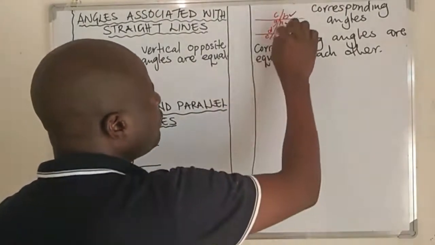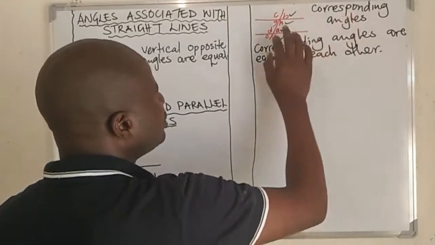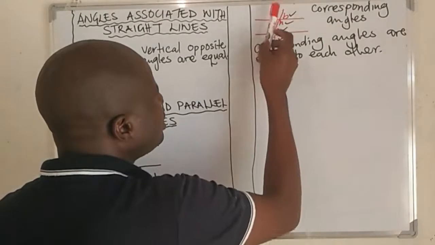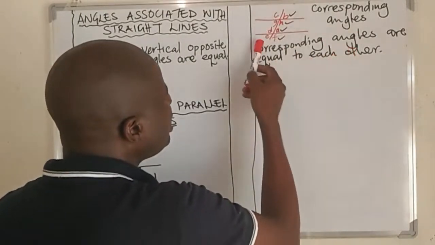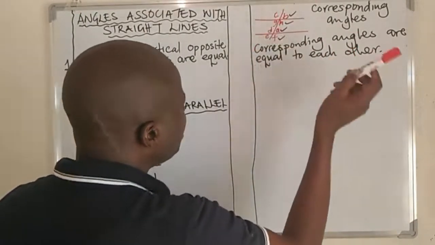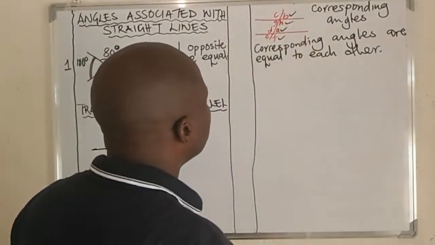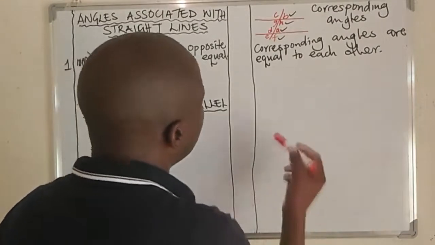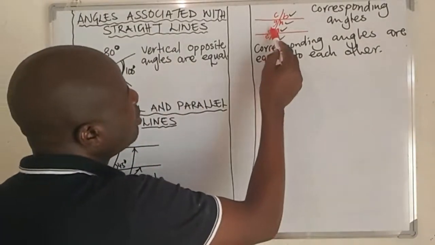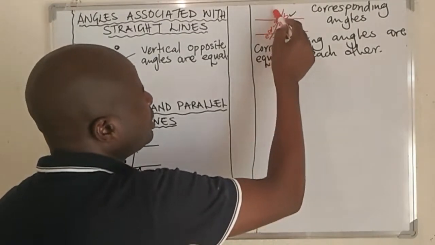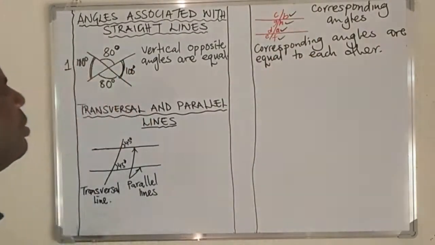So F and H, they are corresponding angles. A and B are corresponding angles. Sorry, E and G, they are corresponding angles. D and C are corresponding angles because they are on the matching position. If you look at this one, it is just on top of this angle, the top angle of this on the left side, and this one is also there. So they are called corresponding angles. Okay, so they are equal to each other.